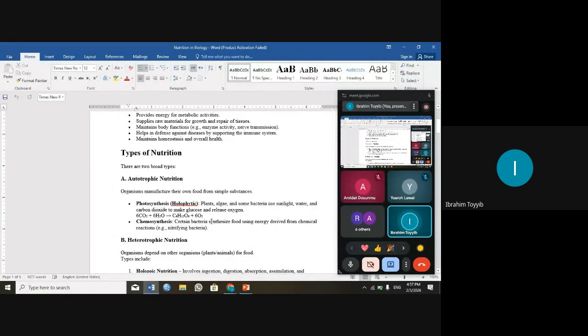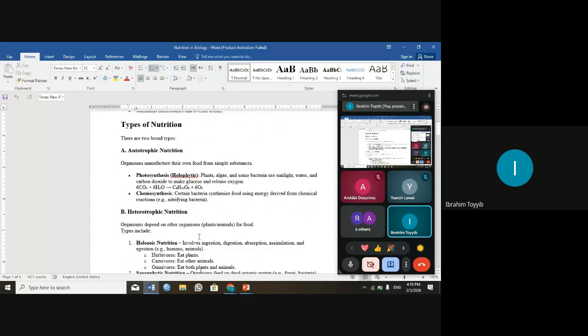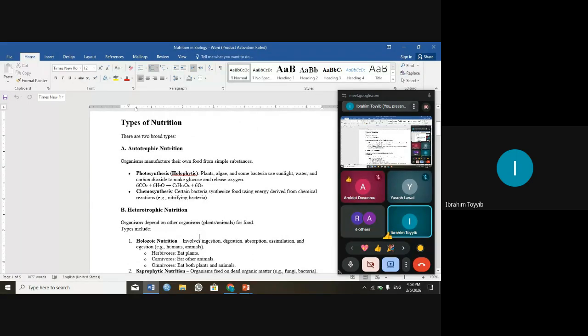Certain bacteria synthesize food using energy derived from chemical reactions, like nitrifying bacteria. They synthesize food from that chemical reaction. So these are the two types of autotrophic nutrition we have. I hope you are following me. Look at the balanced equation for photosynthesis very well, because you can be given options and the equation will not be balanced, or it will be balanced wrongly and you'll be asked to choose the correct one.